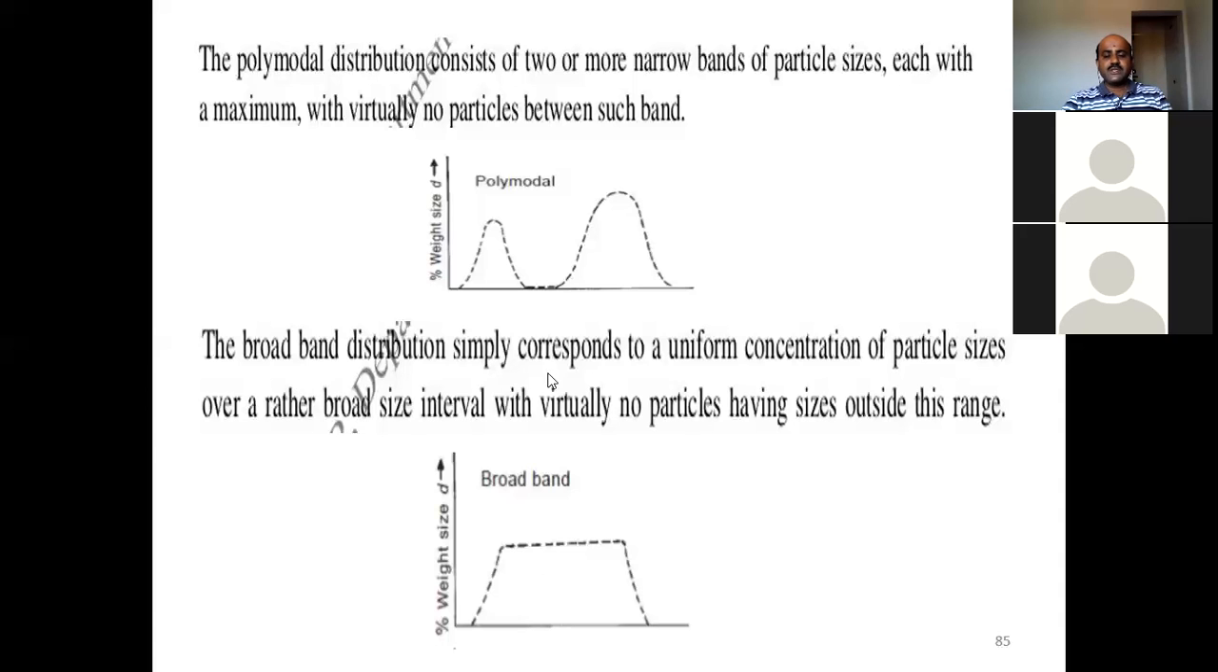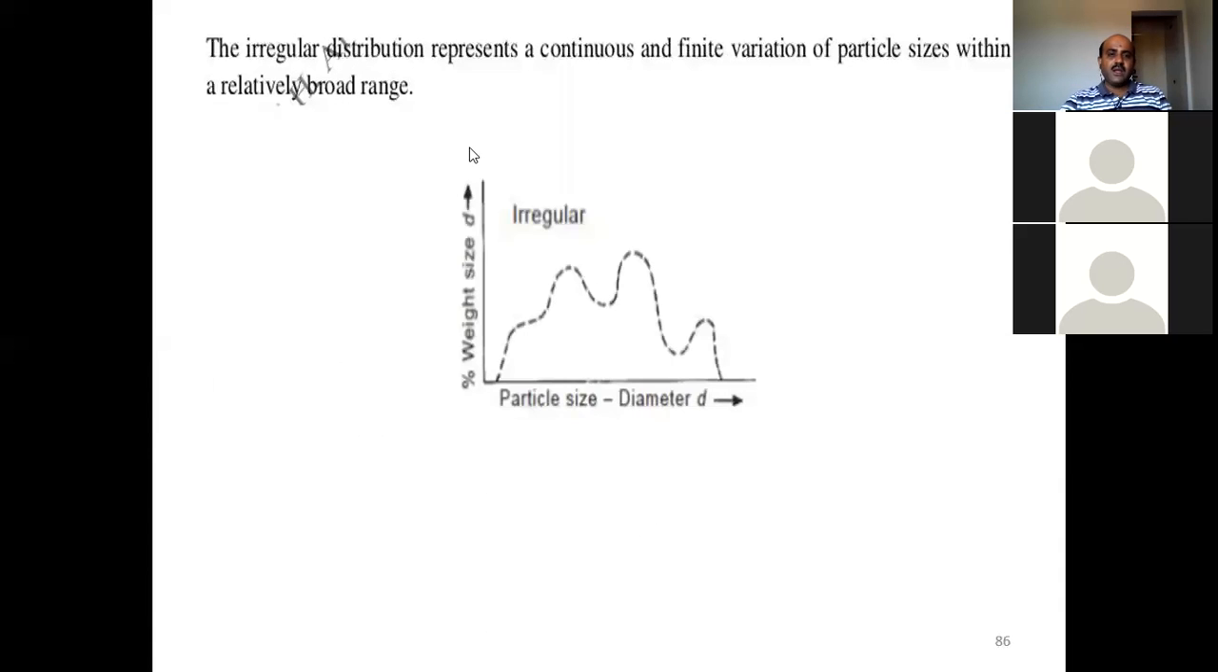The broadband distribution simply corresponds to uniform concentration of particle sizes over a rather broad size interval, with virtually no particles having sizes outside that. This is the broadband, you can easily understand. And this is the irregular distribution, representing continuous and finite variation of particle sizes within a relevant broad range. This is how the size is distributed. Whenever you want to describe the distribution of sizes, this is one method we can use.